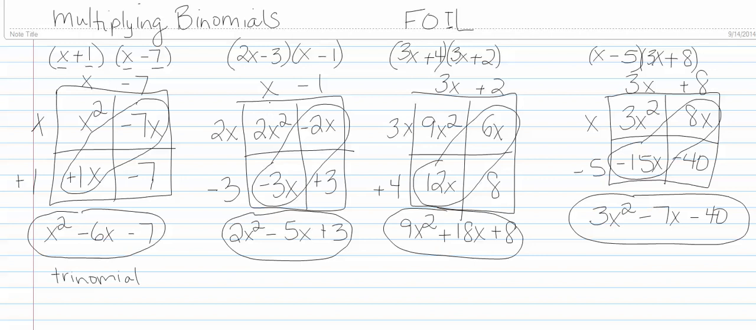And basically, my box, you're using the distributive property. Okay, the distributive property is what makes this happen. Everything in the first parenthesis is being multiplied by everything in the second parenthesis, and the distributive property is what allows us to do that.